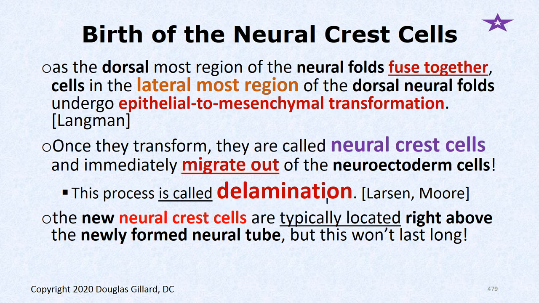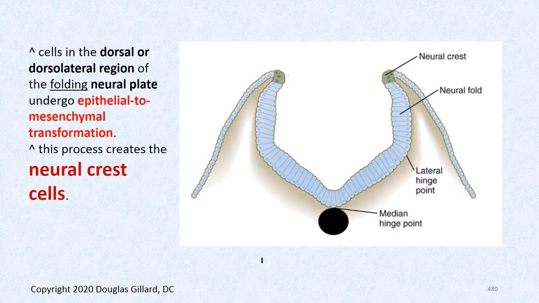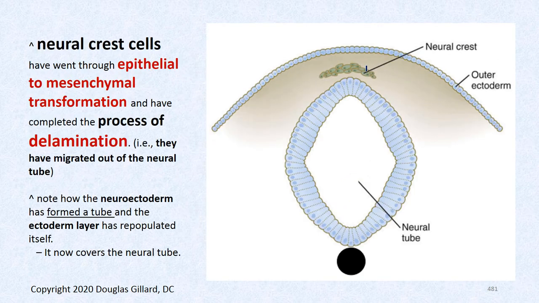That's called delamination. Delamination. And our new neural crest cells typically hang out for a short time right between the dorsal part of the neural tube and the ventral portion of the ectoderm. They like to migrate there as well. Those are usually their migration paths. Kind of everything we said. There's the picture again, and there's the neural crest cells. Very safe area for them. They have to watch out for certain things. They can be destroyed as they migrate, because these are great swimmers. They're going to swim a long distance, so they need to be protected.